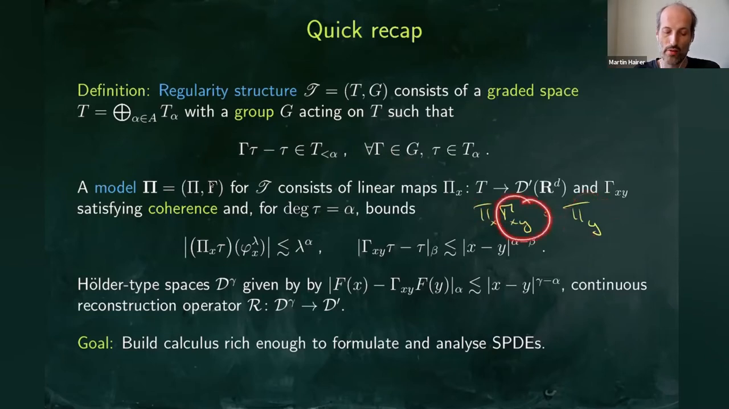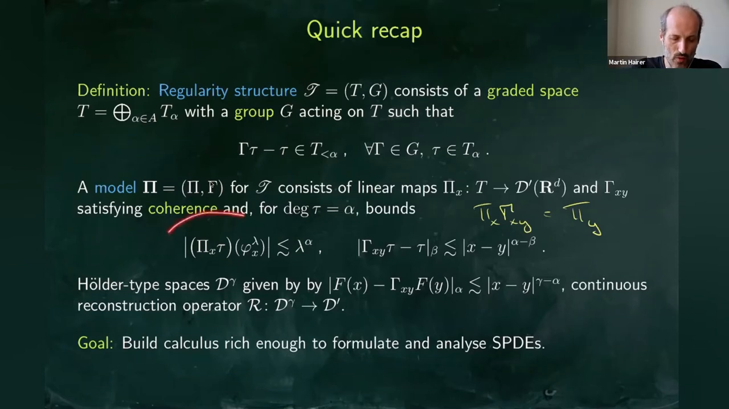And so you should think of Gamma_xy as taking the coefficients of something like a Taylor expansion around the point y, and turning them into coefficients for a Taylor expansion around x without actually changing the Taylor expansion, right? So it's just about changing how you represent it, but not actually changing the actual function that it represents.